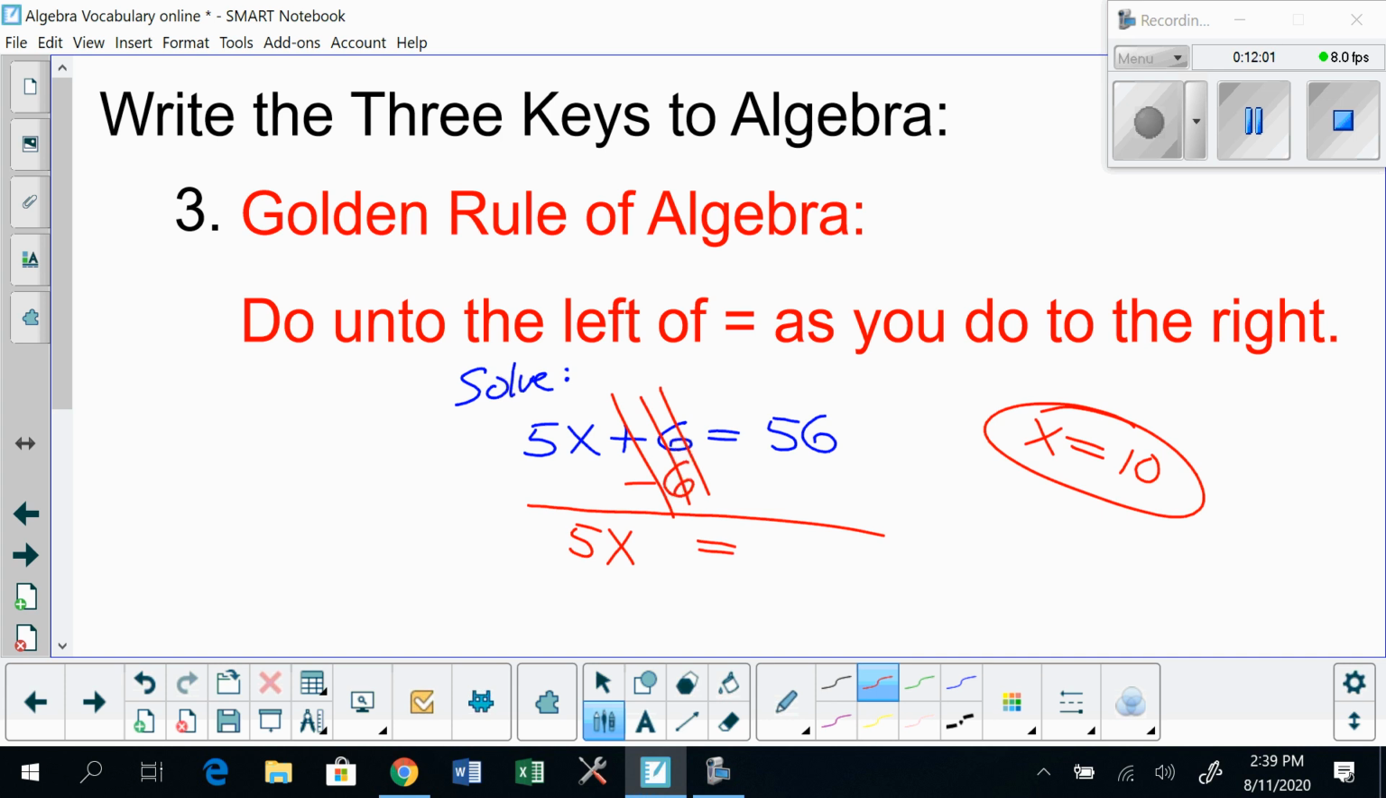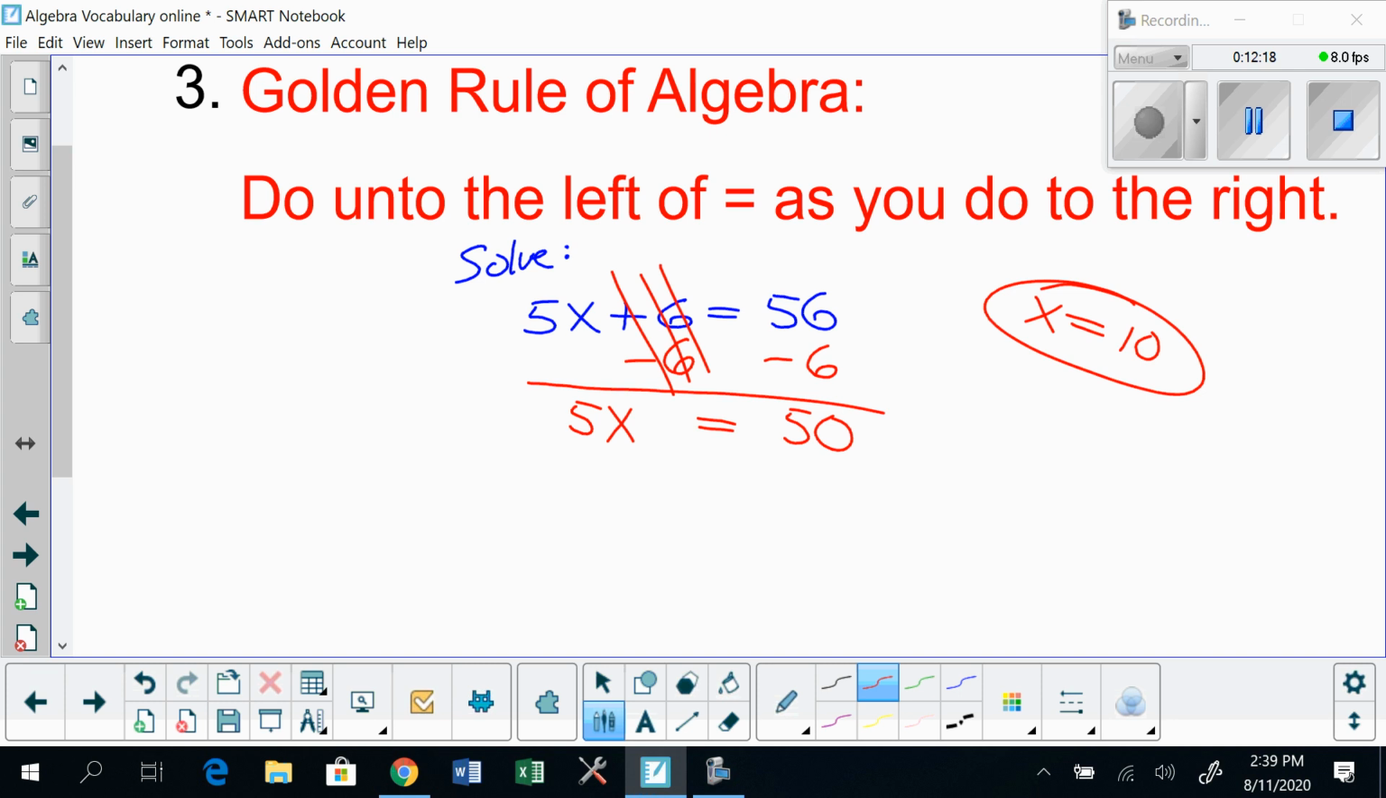Now, the last part of this is the golden rule of algebra. You are allowed to take a 6 away from the left of the equal sign as long as you also do it to the right. So on the right-hand side, I'm going to do 56 minus 6, which leaves me with 50. Okay? And then here I have this linear term 5x. The 5 is being multiplied by the x, so if I want the 5 to vanish, I can divide it away. I'm allowed to put a divided by 5 underneath the 5x, and the 5 vanishes. Now with the golden rule of algebra, if I do it to the left, I also have to do it to the right. Now 50 divided by 5 is 10.